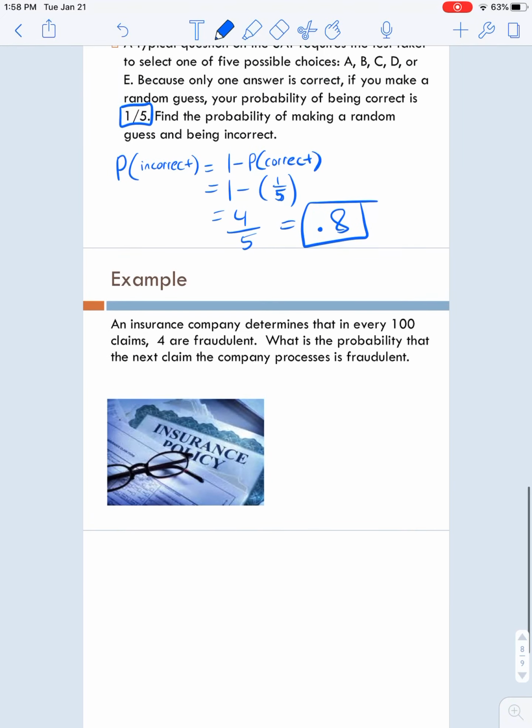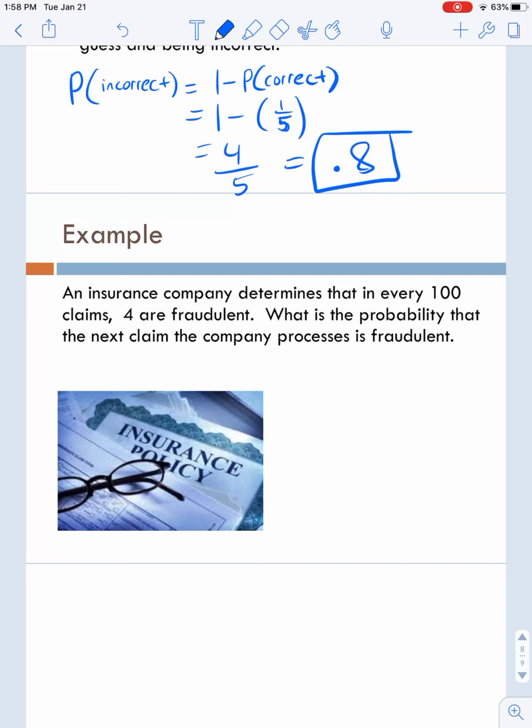Last question here. An insurance company determines that in every 100 claims, 4 are fraudulent. What is the probability that the next claim the company processes is fraudulent? Okay, so we have to read this question carefully here. They're saying 4 out of the 100 are fraudulent. So they're saying, what's the probability of fraudulent? Which I'm just going to call the probability of F. Well, that's going to be 4 out of 100. Just 4 of the 100 events. And I go to my calculator if necessary. Most of us can do this without a calculator, but my calculator would tell me that this probability is 0.04.